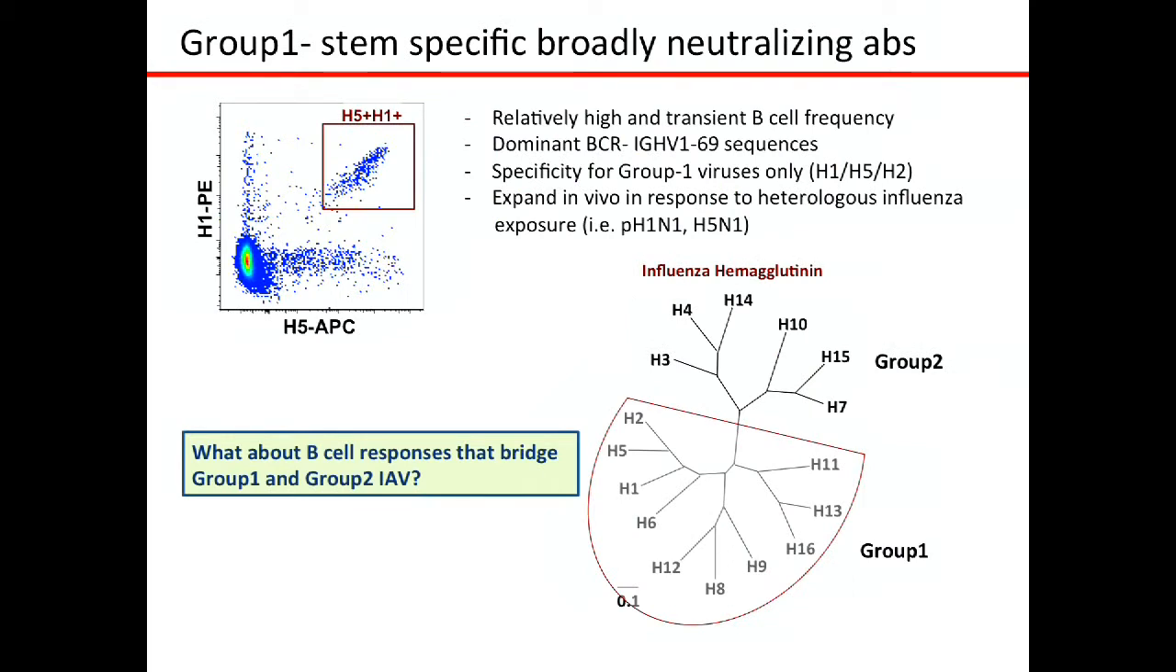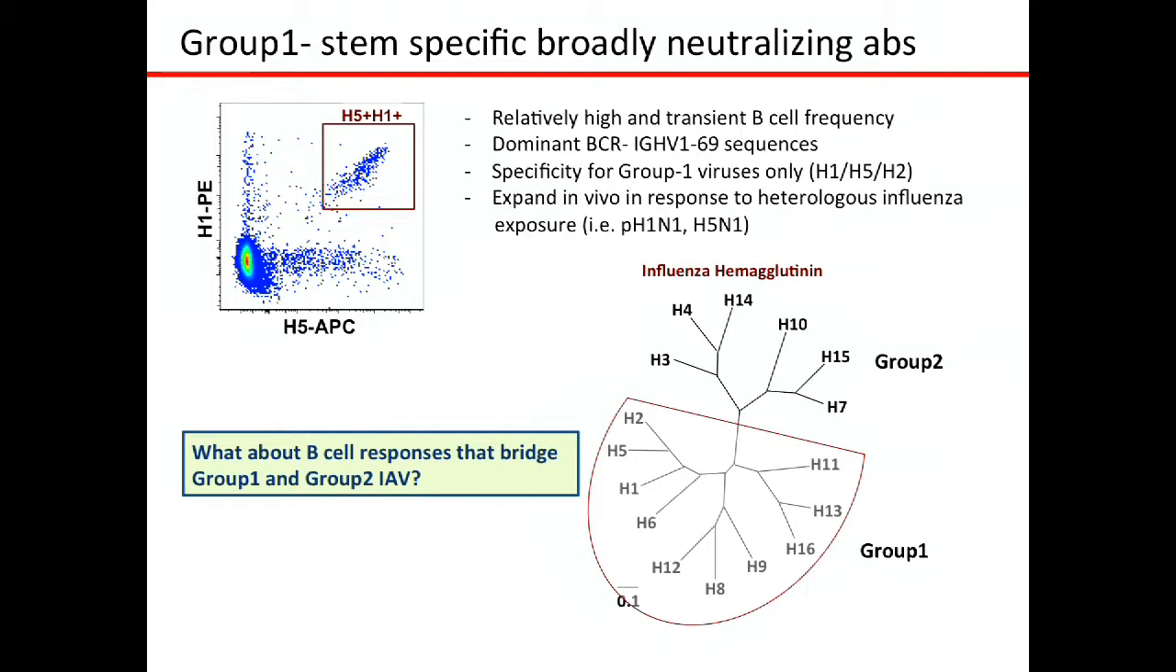So the H5, H1 population is relatively high, but its transient B cell frequency. They have a dominant BCR heavy chain usage of VH169. These are specific just for group 1 viruses. They expand in vivo in response to heterologous influenza exposure, such as the pandemic H1 or the H5N1.